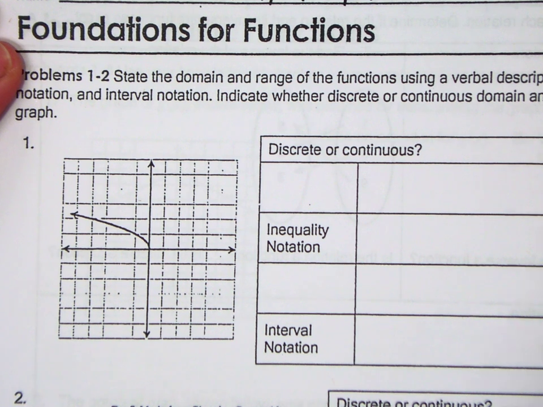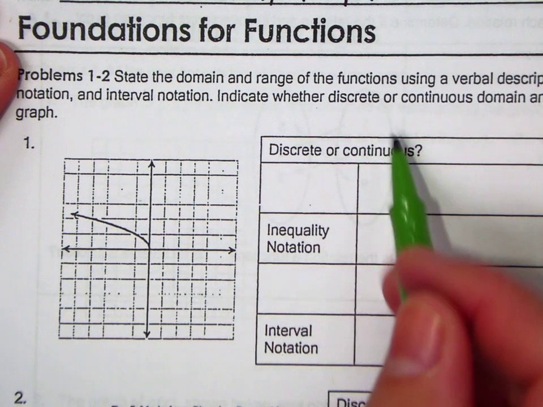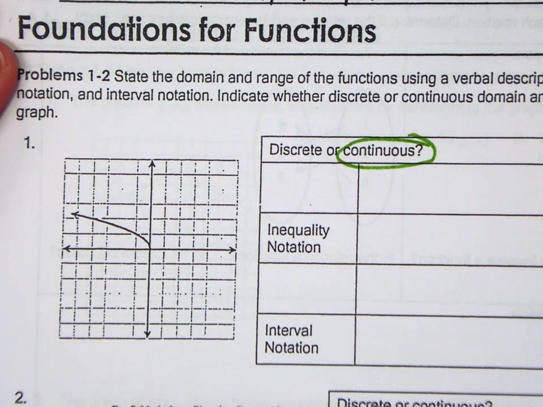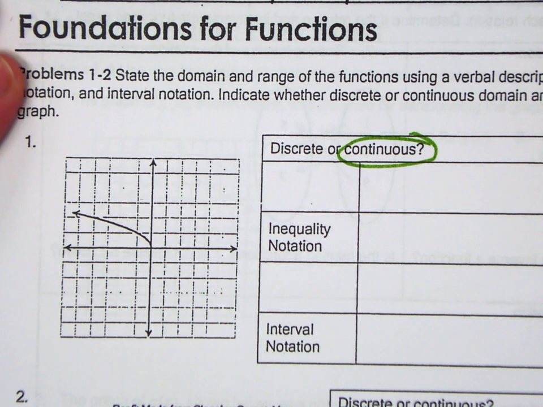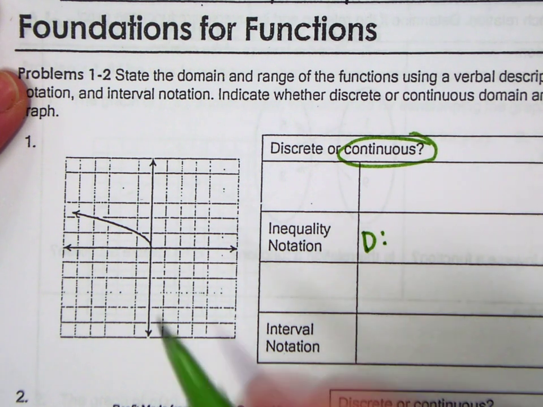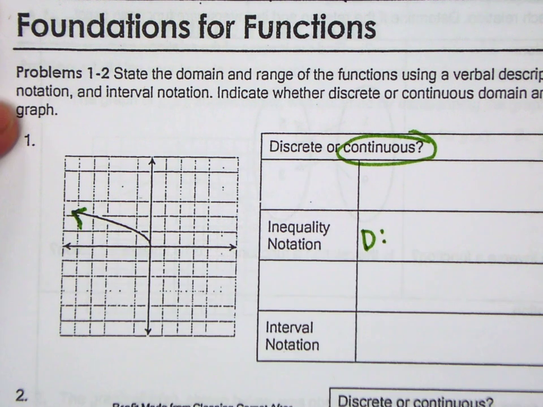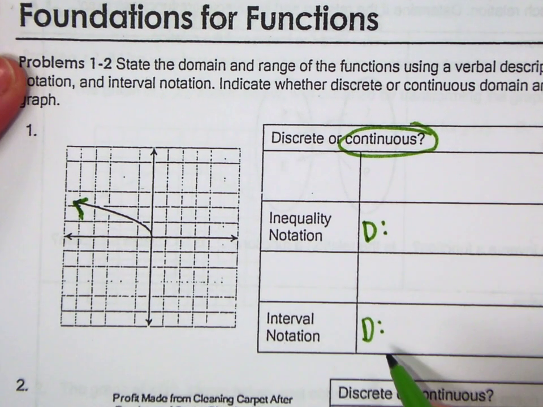All right. So first question here is discrete or continuous. Because it is a continual line, it is continuous. Discrete are individual points. All right, discrete is individual points. All right, we're going to write domain and range. So domain, you are going left to infinity. I'm going to do it in interval notation first.